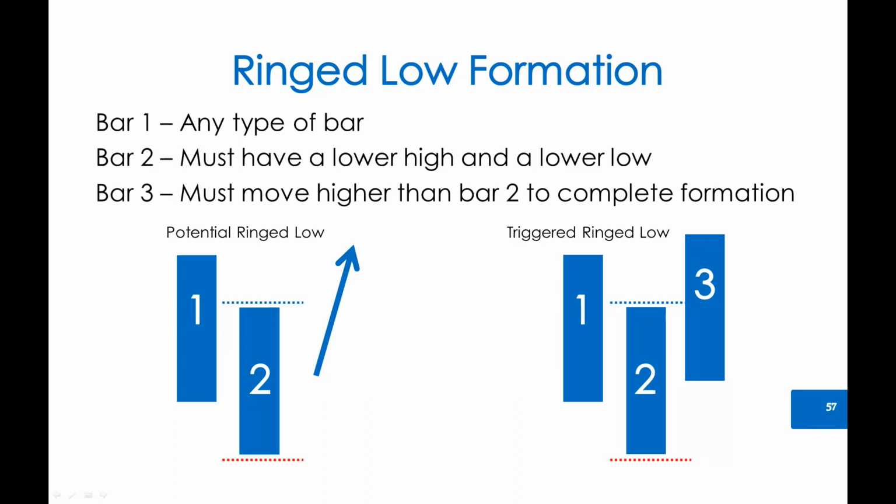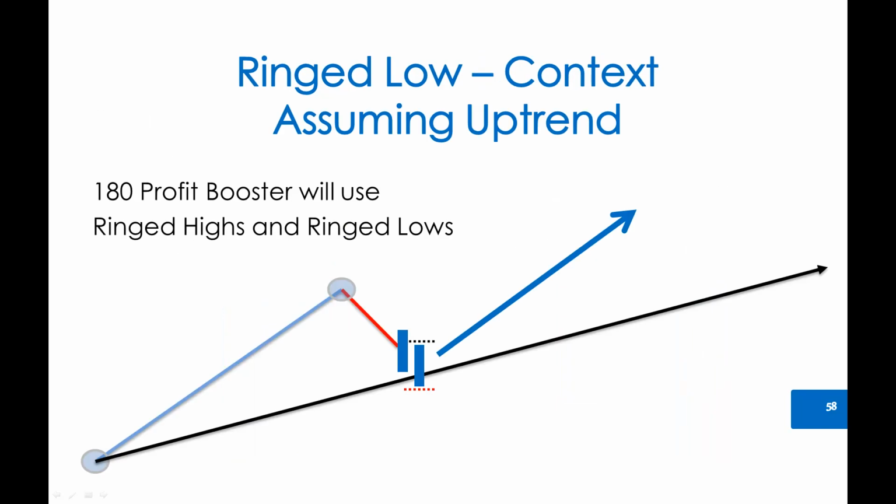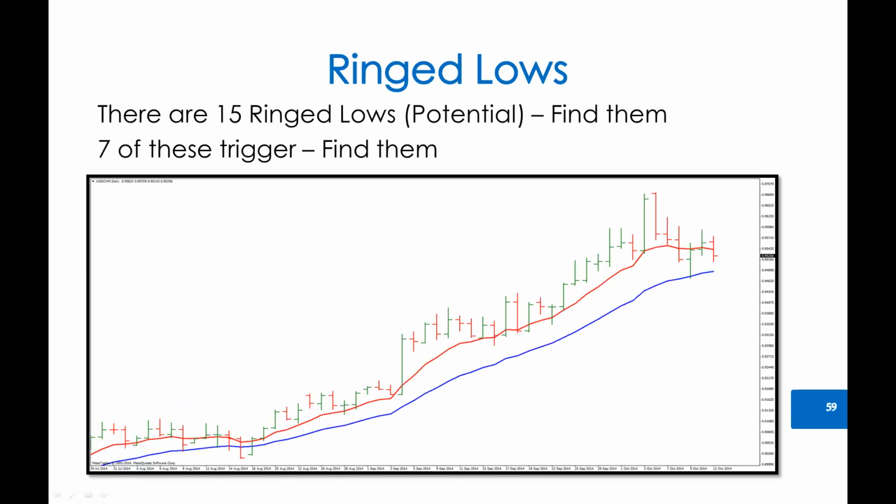You would look for the potential ring low to be at the end of a phase 2 as depicted here. So 180 profit booster specifically uses ring high and ring low. So the ring low you would look at to be at the end of a phase 2, place an entry above, stop loss below, and then trade into it as early as possible within the phase 1.